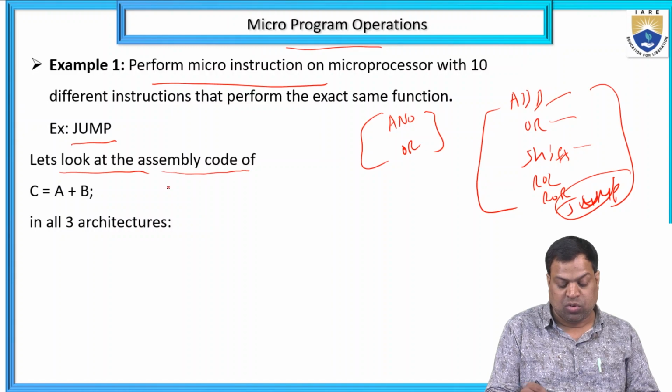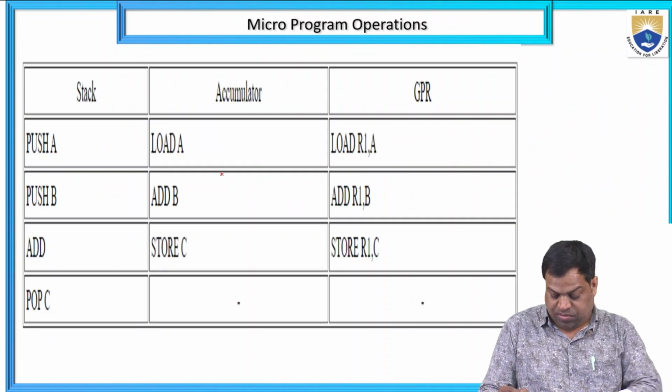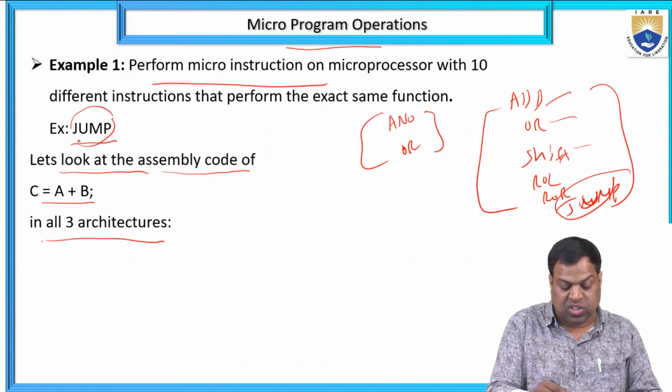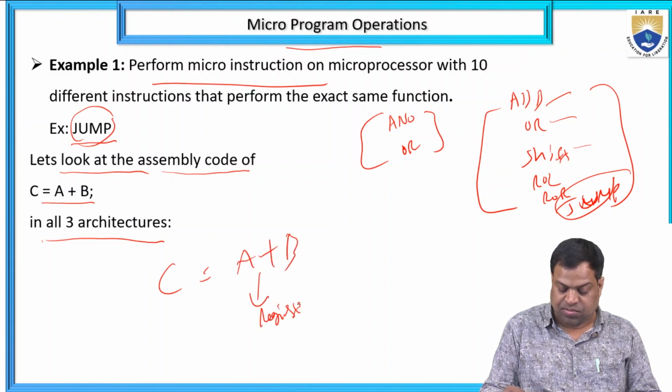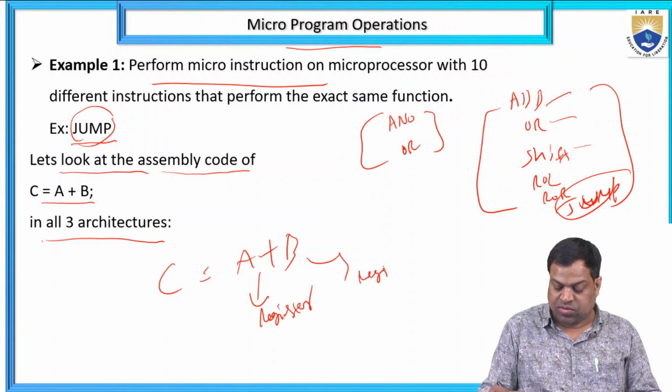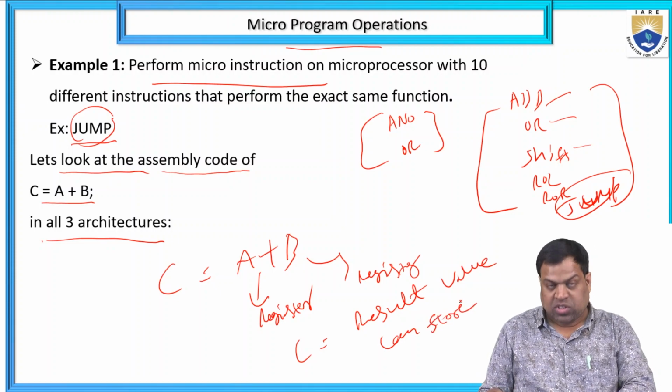Let's look at the assembly code of C equal to A plus B in all three architectures. Here I'm taking a jump function example, performing C equal to A plus B. A is one register, B is another register, and C is the resultant value, which can be stored.